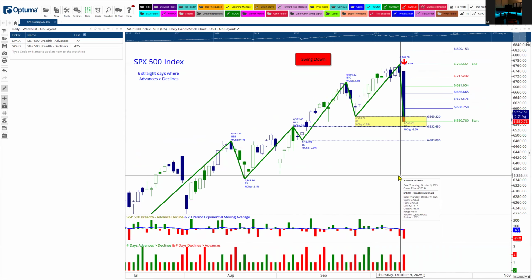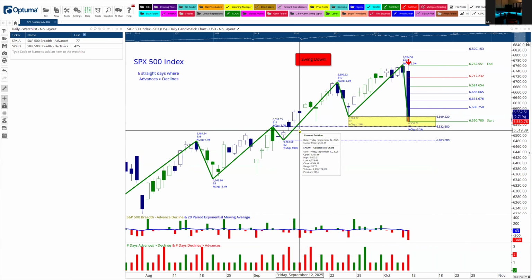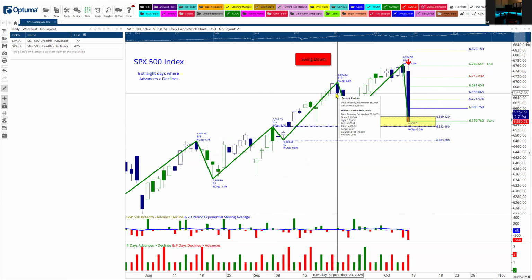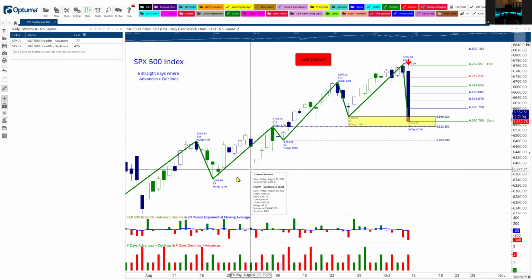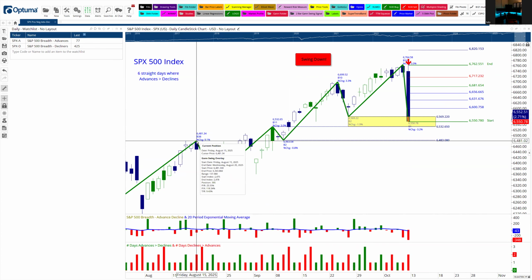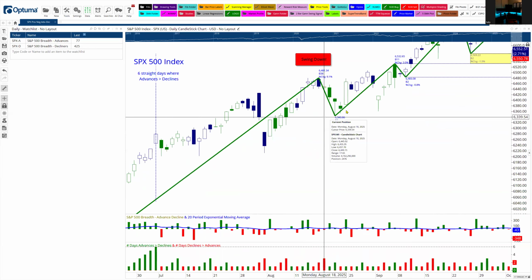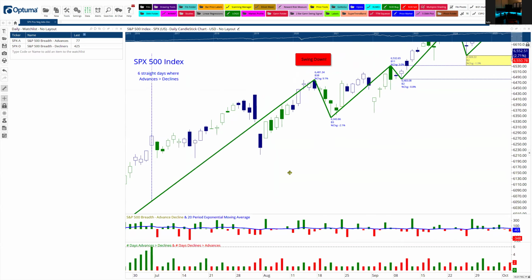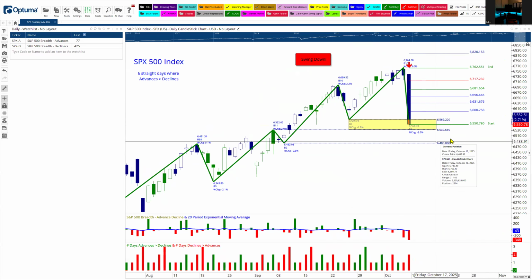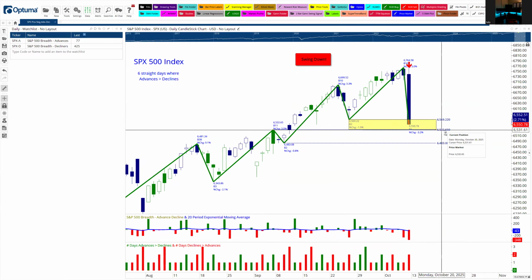Because there are so many high and low swings here, like this low, this low, you have no low until here, until 6,000 basically. So we'll see how it goes.